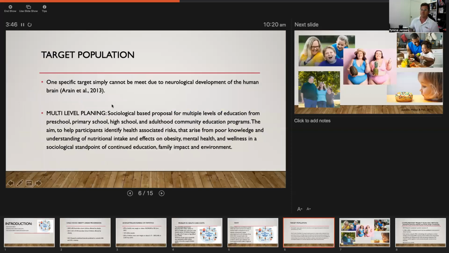Now, the target population for this project plan simply cannot be targeted to one individual sector. One specific target simply cannot be met due to the neurological development of the human brain. So it requires multi-level planning and a sociological-based proposal for multiple levels of education from preschool, primary school, high school, and adulthood. Community education programs aim to help participants identify health-associated risks that arise from poor knowledge and understanding of nutritional intake, exercise management plans, and the effects of obesity on mental health and wellness, from a sociological standpoint relative to the community, school environments, and the family impact.